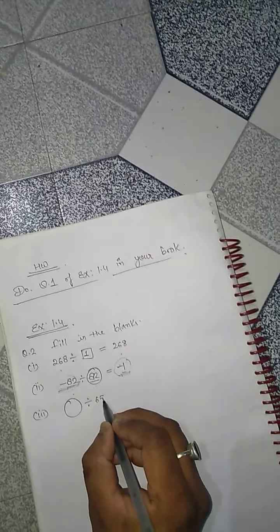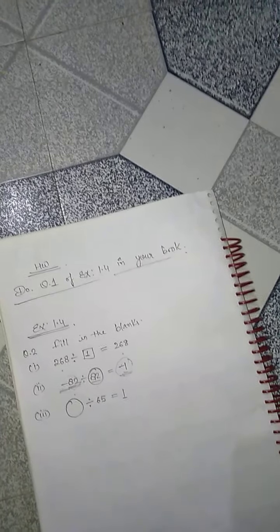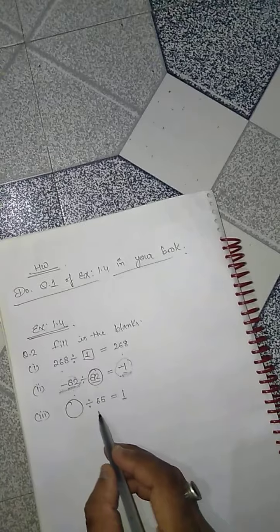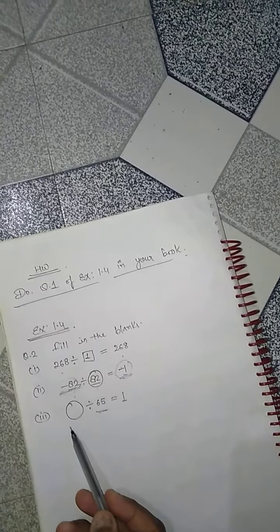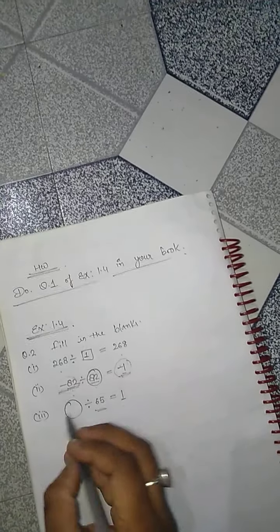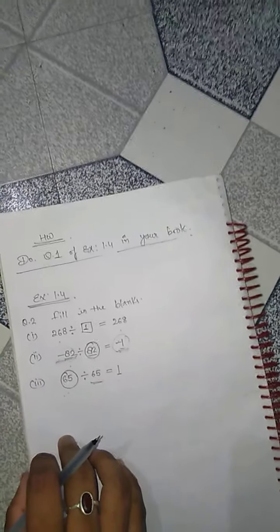What must be the dividend so that when divided by 65 we can get the answer 1? Again, here the quotient is positive and the divisor is positive. If you take a negative dividend, you get a negative quotient. It means you have to take a positive integer, and the integer will be 65. If you divide 65 by 65, you get 1. Okay.